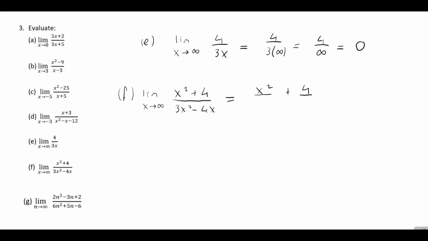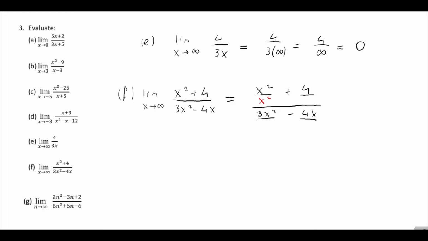I'm just going to put a fraction there to show what I'm going to divide it by, and we'll leave our overall fraction here at the bottom. And then we're going to get 3x squared minus 4x. And what we're going to do is divide each of these individual things by its highest power. So you can see the highest power here is x squared.